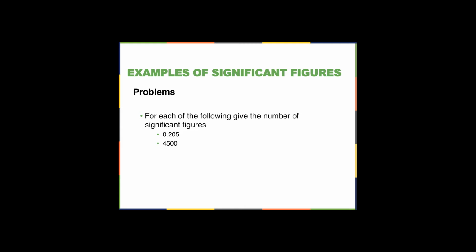This is very similar to what I showed you as an example. These 2 zeros are at the end of a number without a decimal, so they're not significant. These 2 zeros are placeholders, so they're not significant. So there are 2 significant figures in this number. The answer here is 5. The 0 is between 2 non-zero numbers, and so it is significant. So there are 5 significant figures in this number.